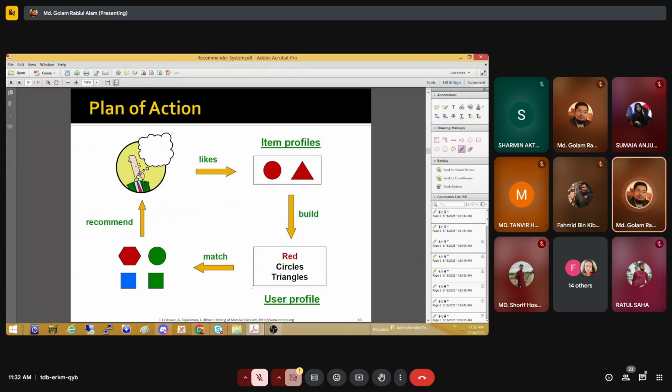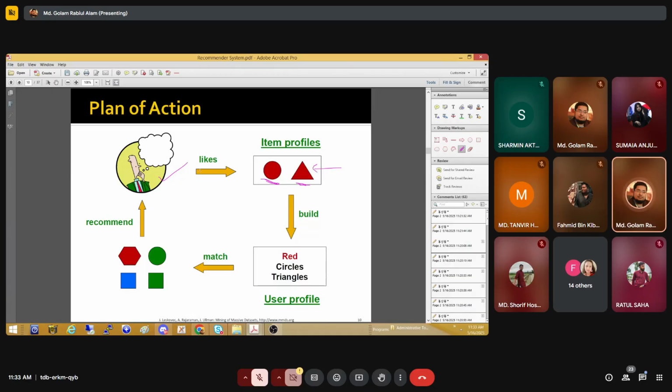So what's the plan of action here? What do you have to do at first? This is the user or customer. The customer likes these things. Maybe you can say there's a red circle, and here is one triangle. So these are the items the customer liked previously.